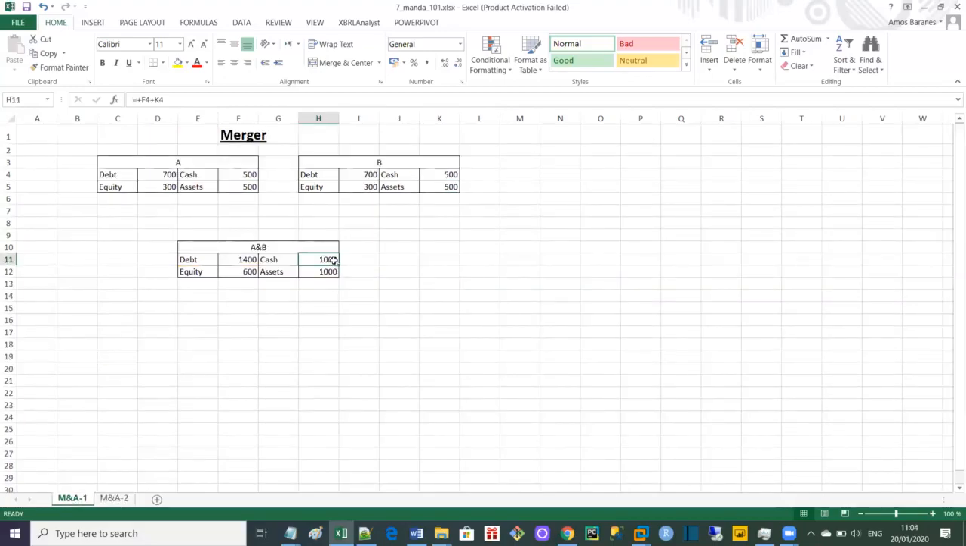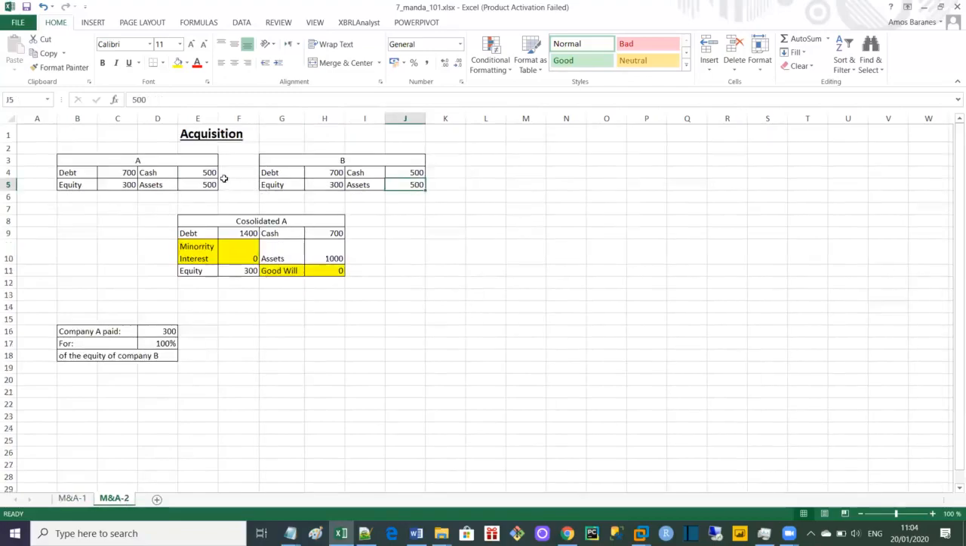In fact, this is really different from what we had before in the merger. In the merger, we had 1,000. Why? Because we combined all the cash. Nobody took cash and moved it out. In this case, company A is paying the shareholders of company B 300, and the shareholders submit the shares to company A. Therefore, company A, after the acquisition, will have only 200 in cash, but adding to it the 500 of company B, that leaves us with only 700.